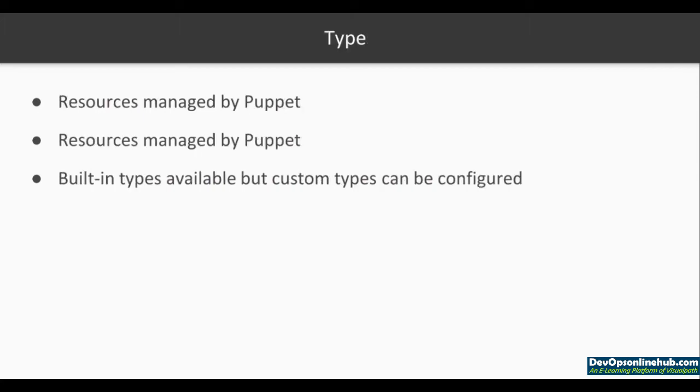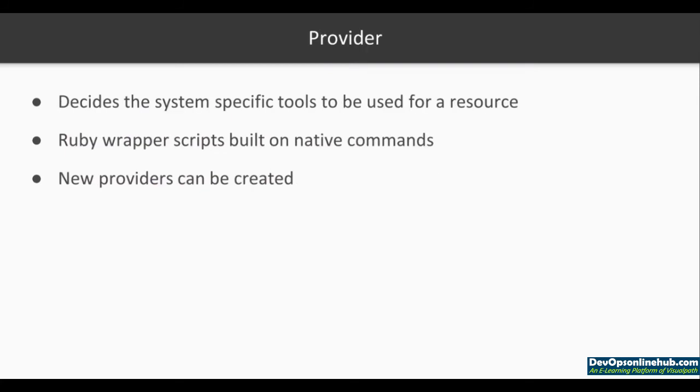Type. Types are kinds of resources that can be managed by Puppet. Each resource has a type which defines the attributes that can be used with that type and its behavior on the target systems. There are quite a few types which are built into Puppet, and many more types can be added by writing plugins or by grouping together resources of existing types. Provider. Providers are components which decide the system-specific tool to be used on the target system for a defined resource type. Providers are basically short Ruby wrapper scripts built on native commands, and new ones can be easily created.